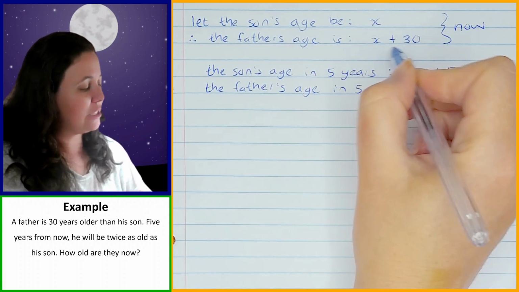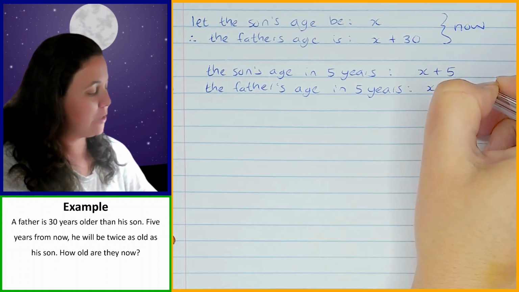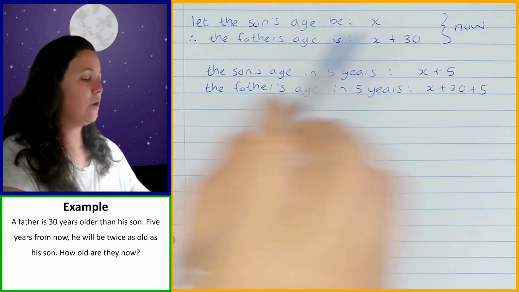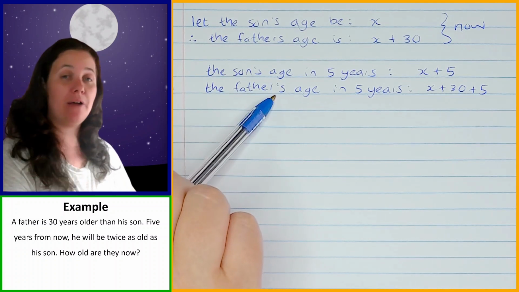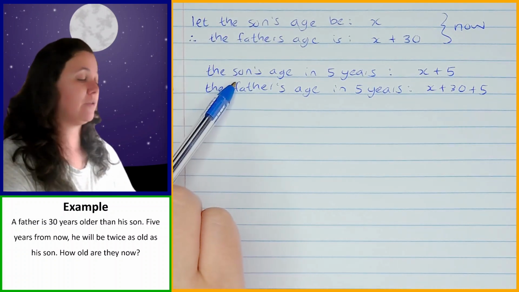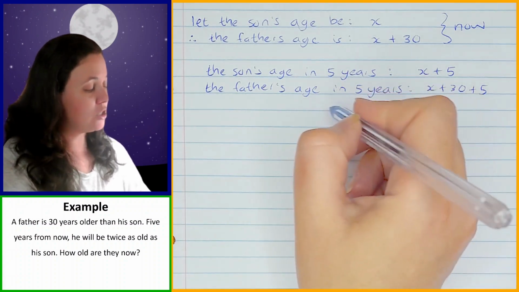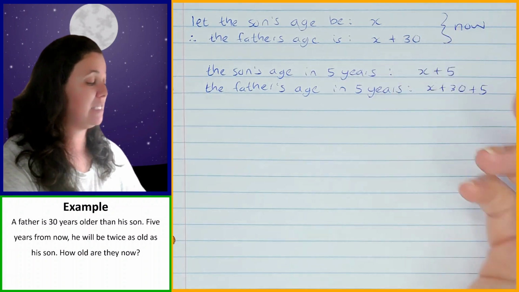We're going to take his age now, which is x plus 30, and we're going to add 5 to that. Okay, so now I've got what the ages are now, and I've got what the ages will be in 5 years' time, all written in terms of x. Now this could also have been written in the form of a table. So it's up to you if you want to do it in the form of a table to maybe make it easier to see what's going on.